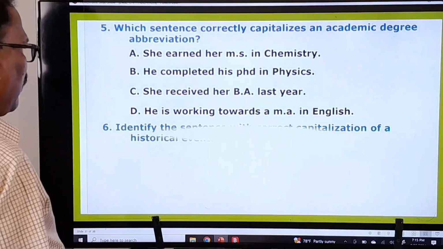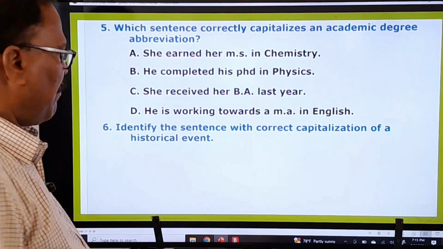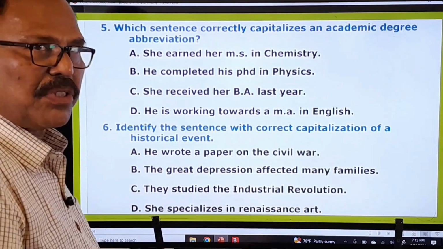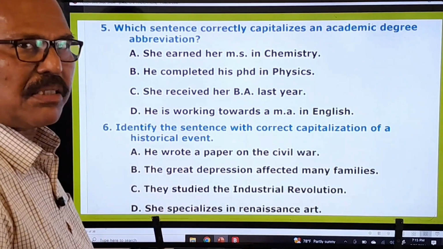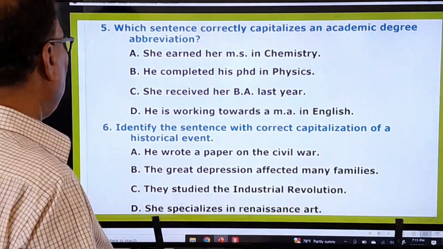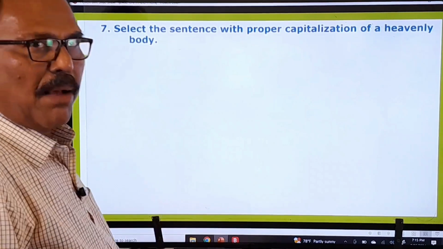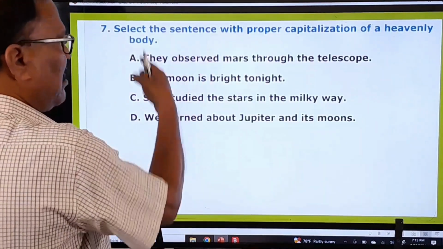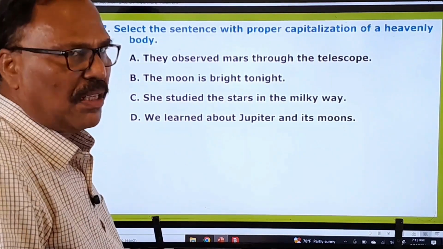And the 6th one, identify the sentence with the correct capitalization of a historical event. On historical events also I gave you some rule, and you follow that rule, and you choose the correct answer according to that rule. Now you just move on to other questions. Select the sentence with the proper capitalization of a heavenly body. About the heavenly body also I have given you a rule. So based on that rule, this question is given. You can just choose the correct answer very easily.